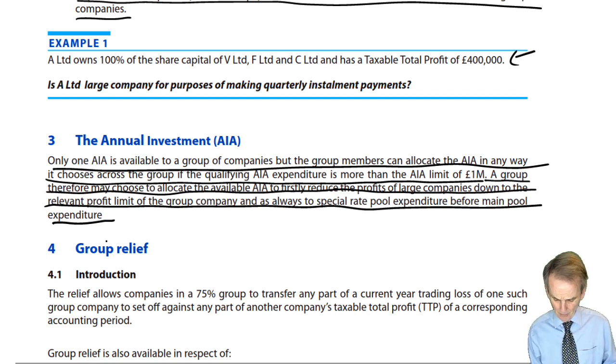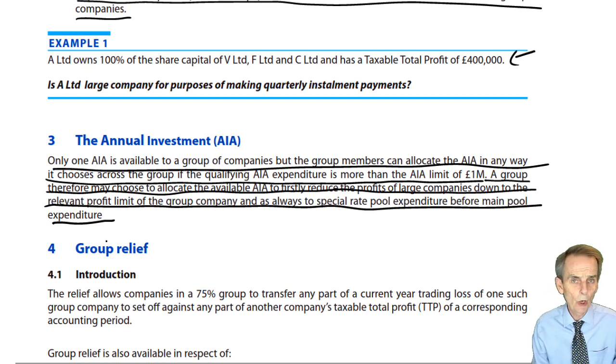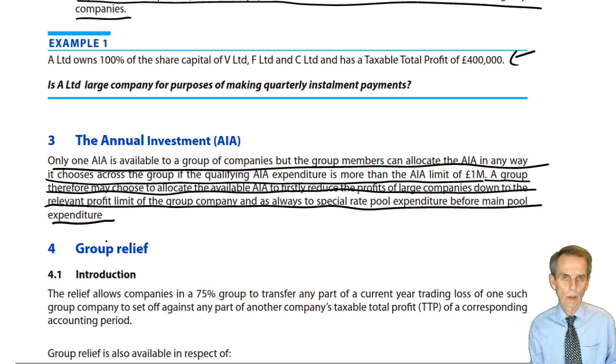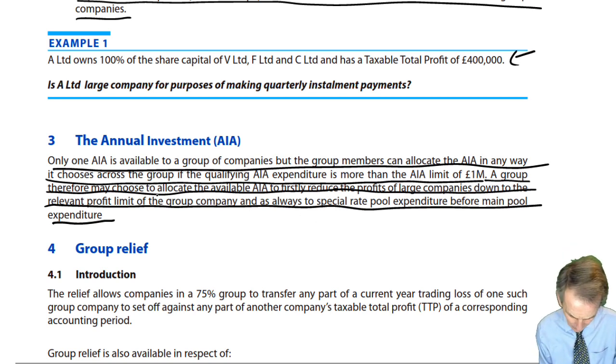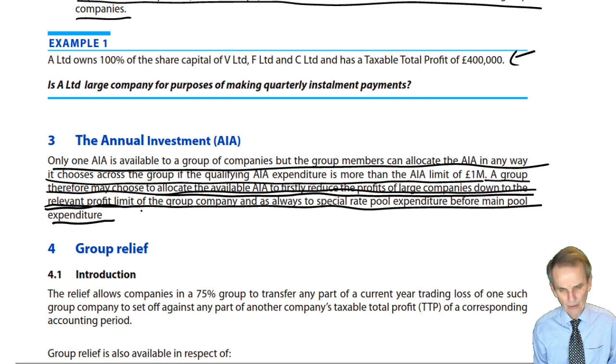But what we're also mentioning there now, as we've just been talking about, the issue of related 51% group companies, is an objective that we would have is to try to ensure that companies do not have to make quarterly instalment payments. So what we've said here is we allocate the available AIA to firstly reduce the profits of large companies down to the relevant profit limit.